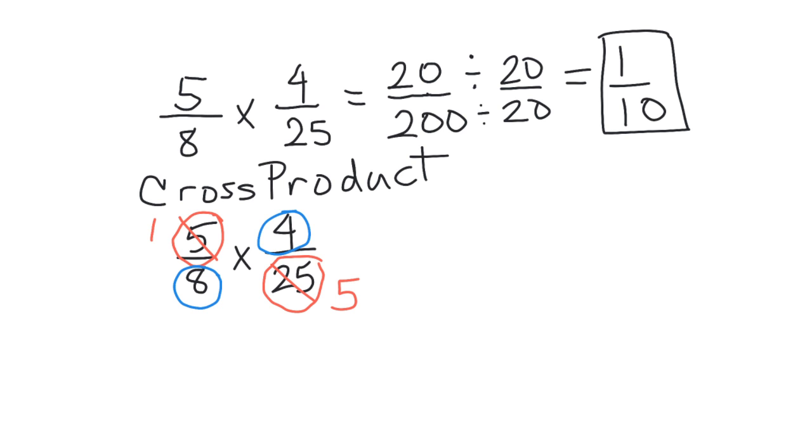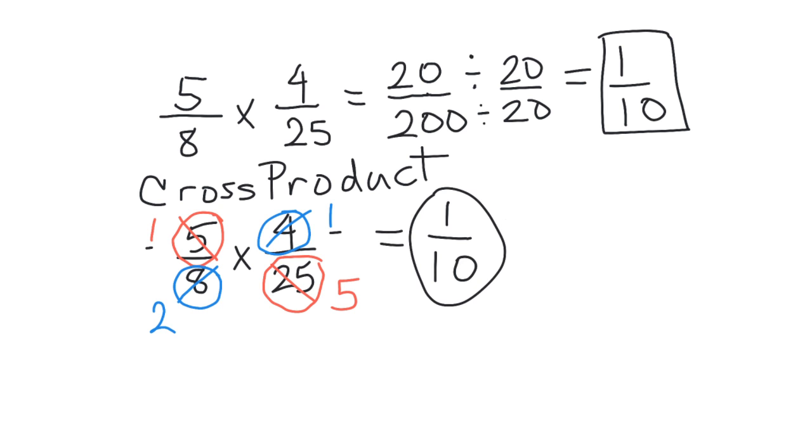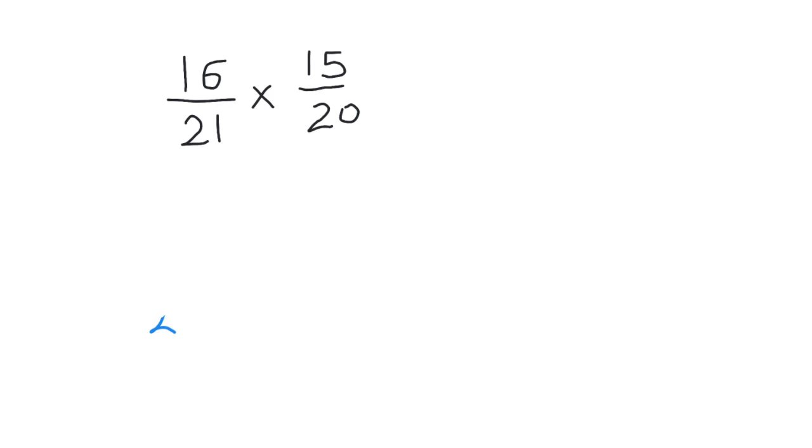So then we'll do 4 divided by its common divisor. 4 divided by 4 is 1. And then we'll do 8 divided by 4, the common divisor, which will give us 2. And from there, we multiply the numbers we have now. On the top, we have 1 times 1, which is 1. And on the bottom, 2 times 5, which is 10. Same answer we got here. Okay, so here is another example.